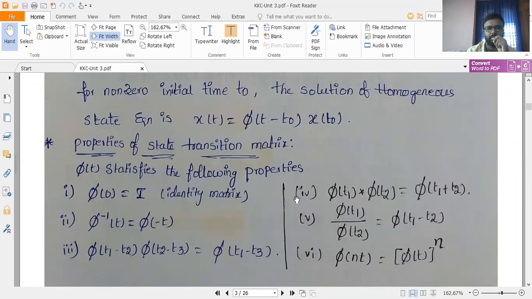After that, we saw the different properties of the state transition matrix. Totally 6 different properties are there. We have discussed these state transition properties.